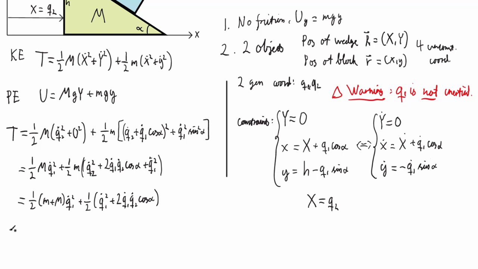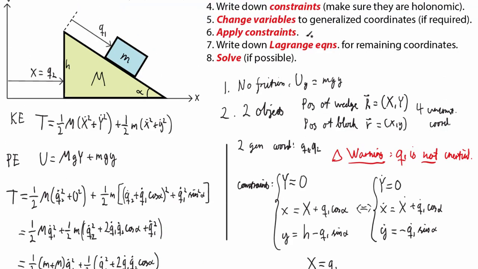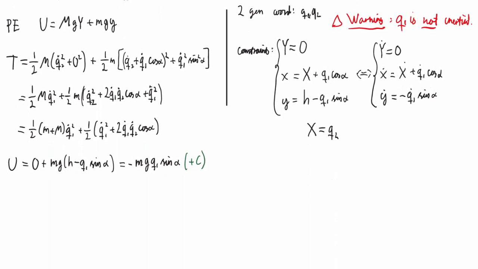All right, and then we just have the potential. Well, first of all, this is 0 because y is 0. And I'm going to ignore the constant from now on. All right, next step, according to our list here, is write down the Lagrange equations for the remaining coordinates. Well, we went from 4 coordinates, capital X, capital Y, little x, little y, into 2, Q1 and Q2, so there should only be two Lagrange equations, and therefore the Lagrangian should only depend on those two variables and their time derivatives.